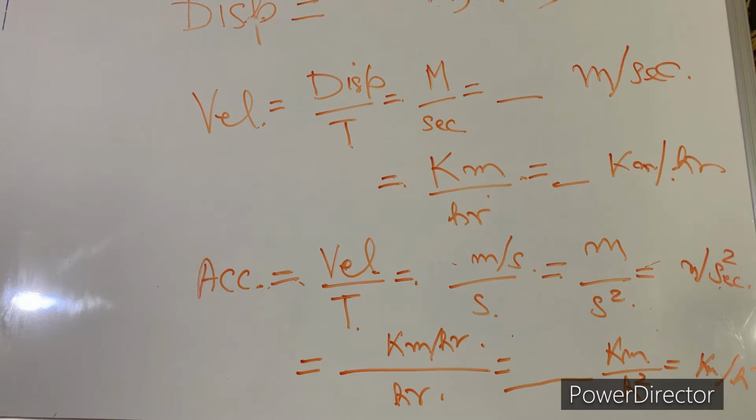Remember the 3 units we will use. In case of displacement, for smaller distances we use meters and for larger distances we will take kilometers. For velocity, it will be meters per second or kilometers per hour. And in case of acceleration, it will be meters per second square or kilometers per hour square. But generally, in case of acceleration, we use meters per second square. That's the normally used unit. But both can be used, no problems there. Is it clear? Hope this much is clear to you.